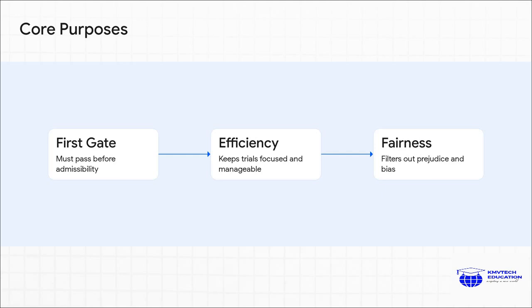Number 2 is efficiency. Imagine if courts heard every single piece of information a party wanted to introduce. The proceedings would drag on endlessly. Relevancy keeps trials manageable and focused on what actually matters. Third, and perhaps the most important one, is fairness. Allowing a court to hear that an accused person failed exams 15 years ago, or that a neighbor thinks they're just generally dishonest, risks the court's decision being influenced by prejudice rather than actual proof. Relevancy filters out that prejudicial junk and protects the integrity of the whole trial.